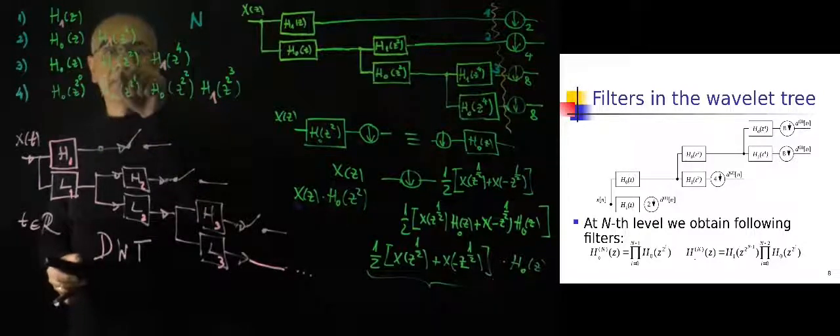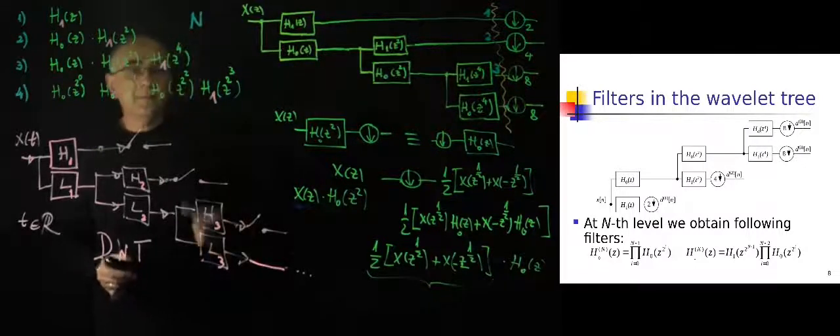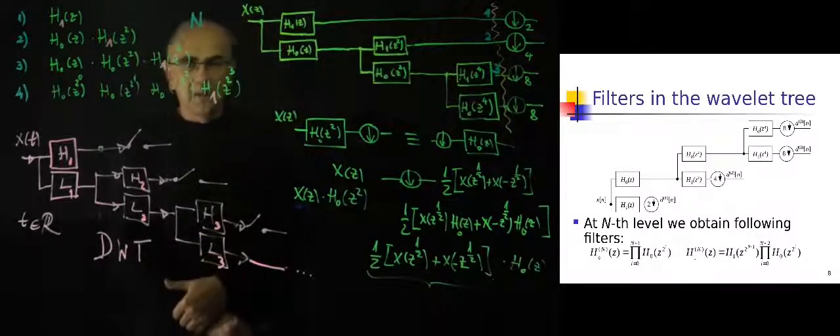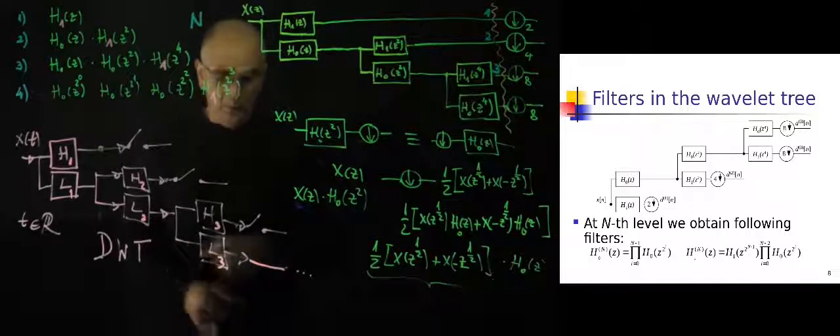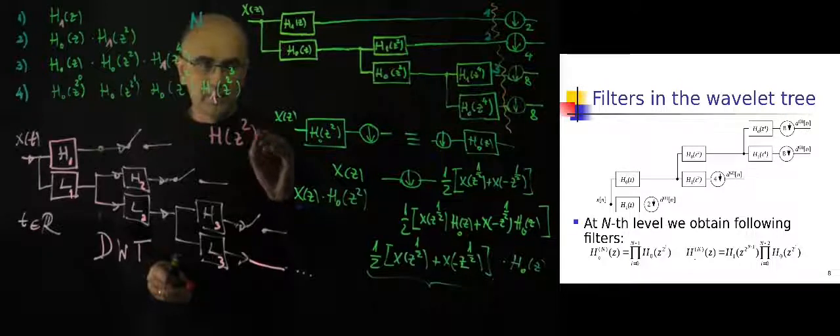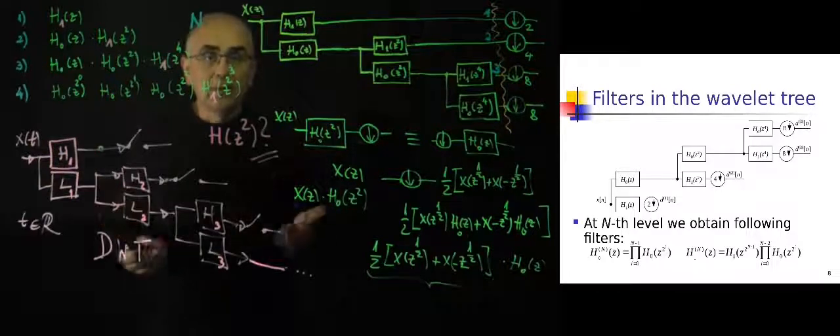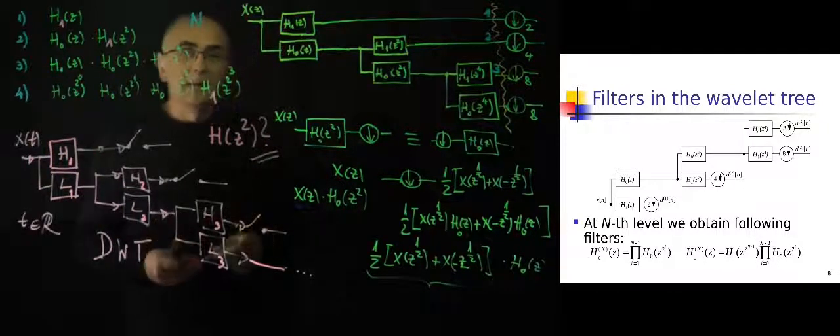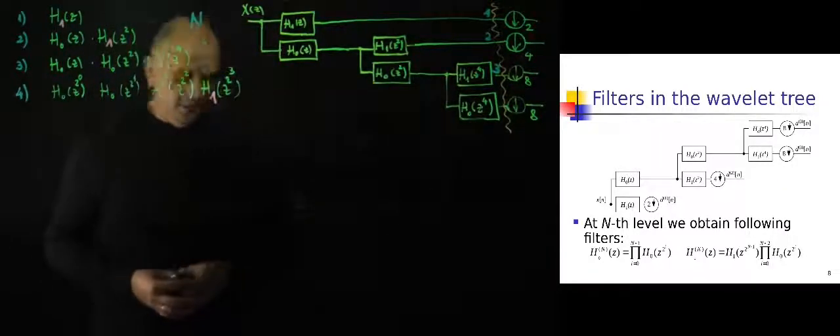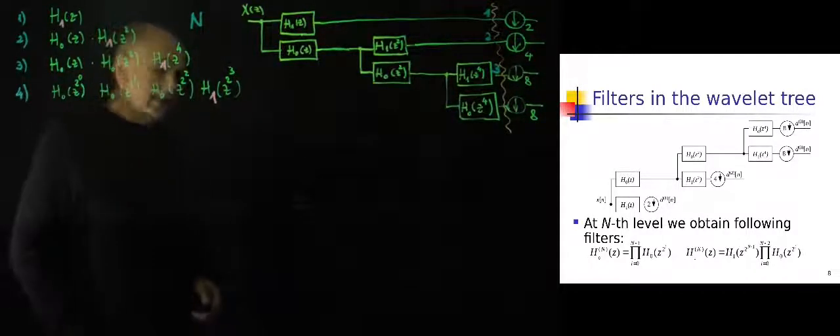What happened is that z squared, z to the power of 4, z to the power of 8 appear in the argument of our function. So the right question is, what does it mean when you say that you have H of z squared or z to the power of 4? What kind of a filter is it? Let's discuss it a little bit later. I cleaned some space on the light board, so we have enough place to make an example.